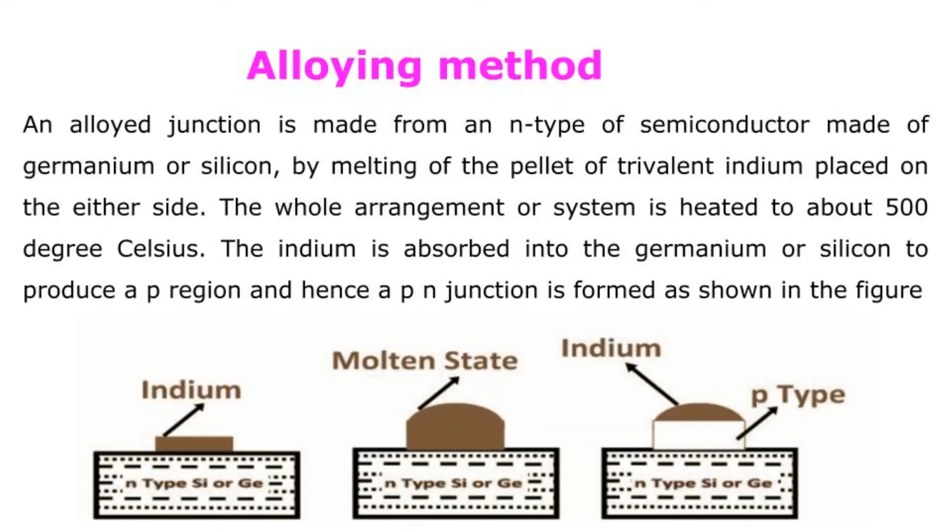Second method, the alloying method. An alloy junction is made from an n-type semiconductor made of germanium or silicon. A pellet of trivalent indium is melted and placed on either side, and the whole arrangement is heated to about 500 degrees Celsius. The indium is absorbed into the germanium or silicon to produce a p-type region, and hence a p-n junction is formed as shown in the figure.